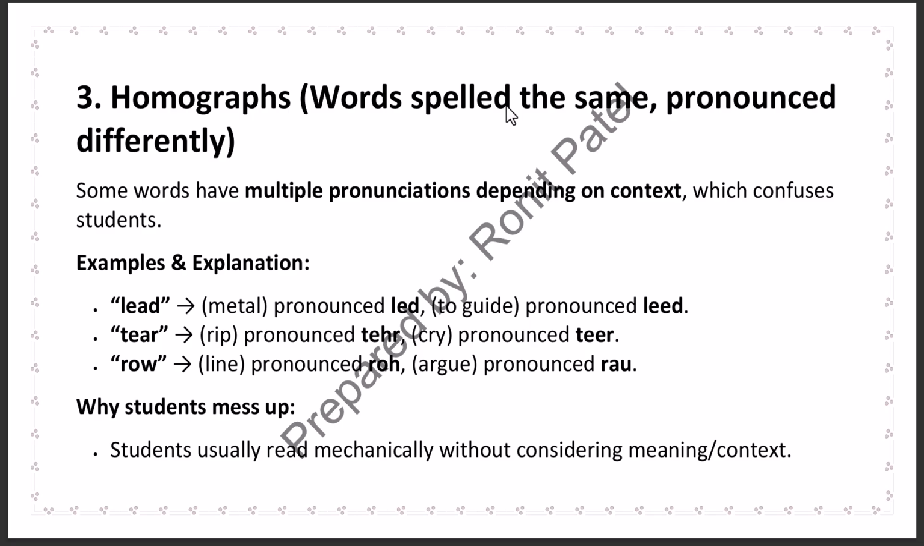Now, this slide introduces a concept that many students find surprising. Even many might be completely unfamiliar with it. Homographs. These are words that are spelled the same but pronounced differently depending on meaning. For example, lead. Now, if it is a metal, then we pronounce it as led. And if it is a verb, we pronounce it as leed.